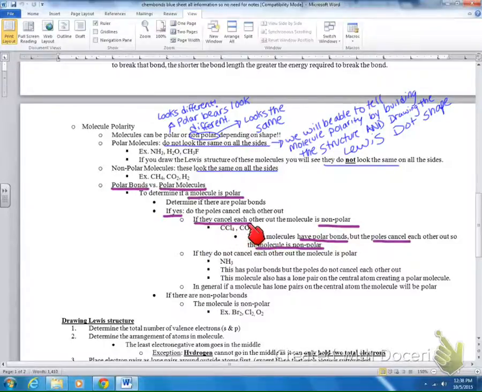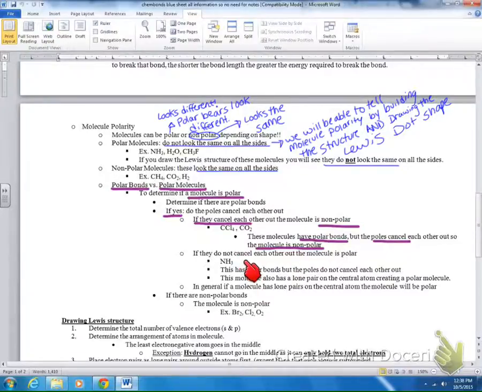And you'll learn more about this and be able to see this when we do our models lab, because you will both draw these molecules and you will also build them to be able to see that these molecules do indeed have poles that cancel each other out. These molecules have polar bonds, but the poles cancel each other out, so the molecule itself is nonpolar. If they do not cancel each other out, we consider the molecule polar.